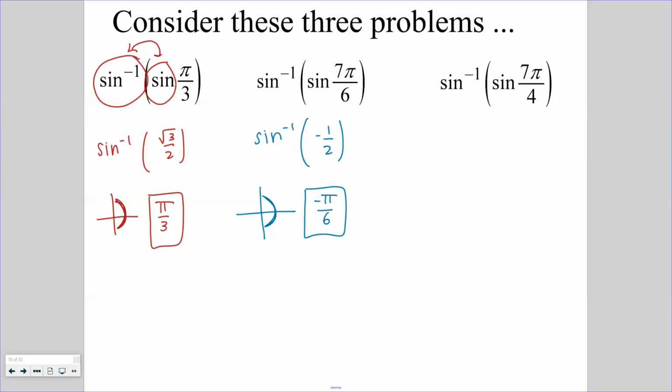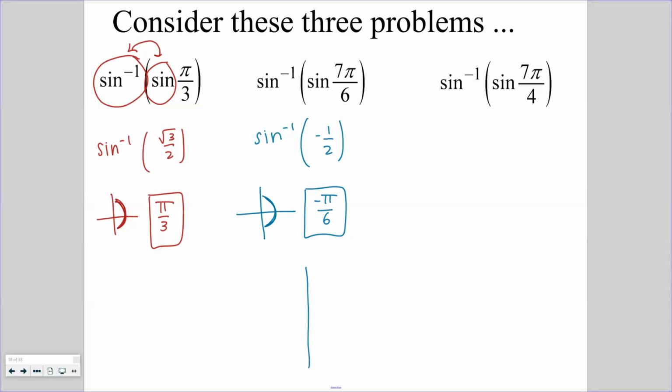Okay, so there was a little bit of an issue, right? In the first example, on the far left, inverse sine and sine canceled each other out. We just got that angle that we started with, pi over 3. But in this second example, inverse sine and sine didn't cancel each other out. Our final answer was not 7 pi over 6.